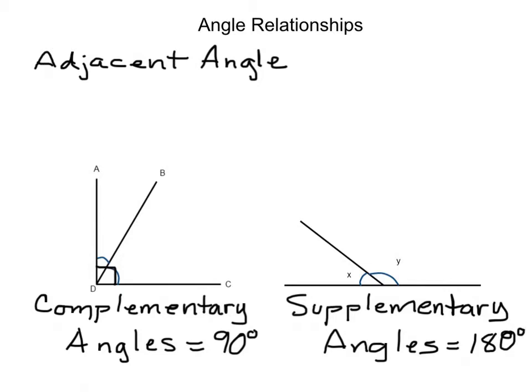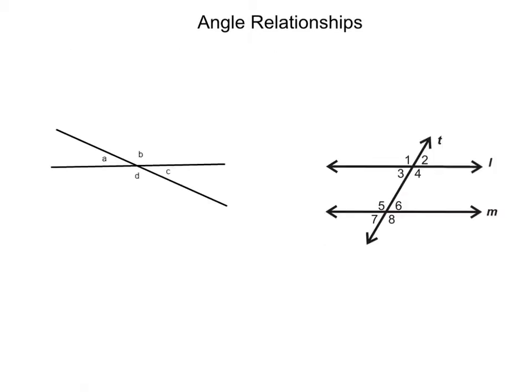Okay, so let's move on and look at a couple other relationships. Here we have our final relationships that we're going to look at. First, this relationship on the left where we have two lines that intersect each other, or cross each other. When two lines intersect, they form different angles. So I have angles A, B, C, and D.